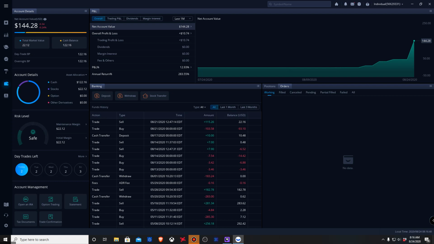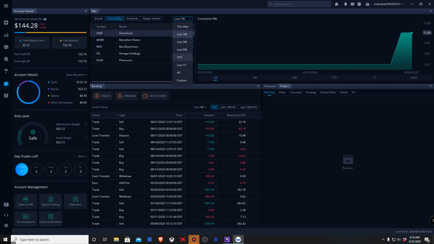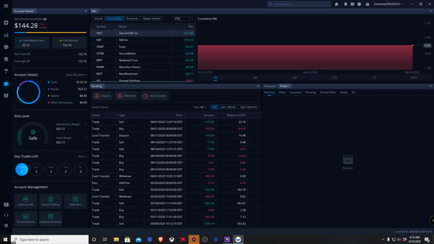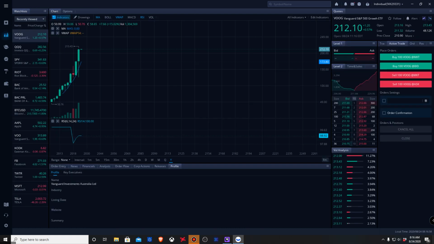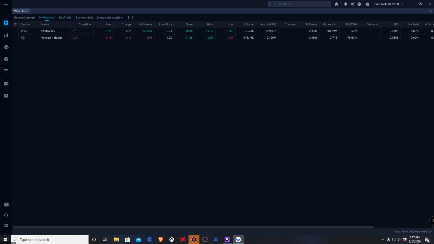I got 144 because I got the $100 I put into the account, as well as the two free stocks. You guys are gonna see pretty much what we're gonna do today. Once you have gotten your stocks and you've deposited something in there, we're gonna go ahead and get started. All right, so here's my two free stocks that I got so far.